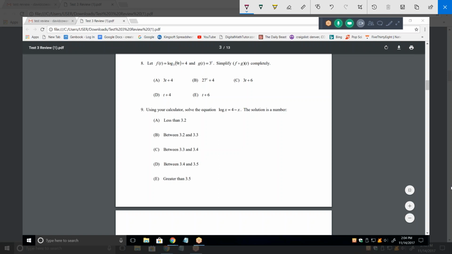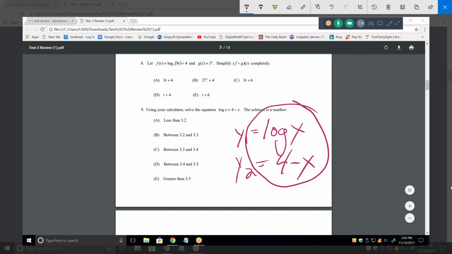Just put it into the graph. Tell me more. Put in log of 4 minus x. Here's what you want to put in. What kind of calculator are you using? Nspire. Okay, the first function is log x. Second function is 4 minus x. The solution is wherever they cross. Go ahead and do that.